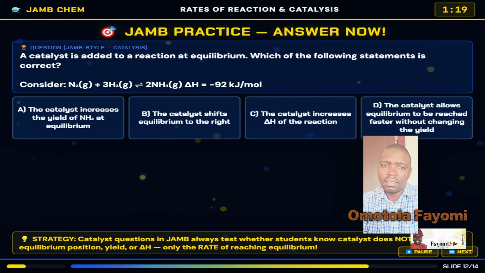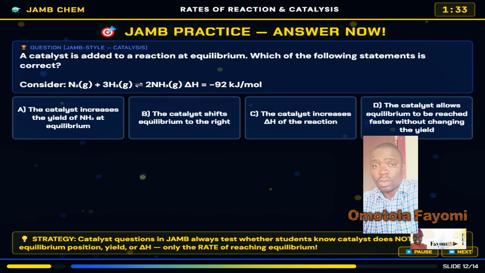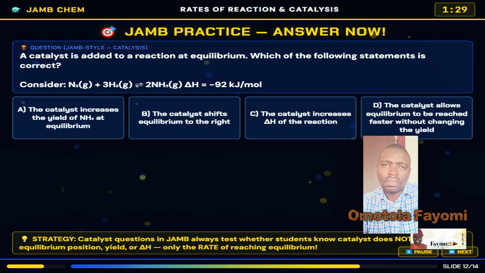The answer is D. The catalyst allows equilibrium to be reached faster without changing the yield. Here is why each option is wrong. Option A, catalyst increases yield of ammonia. Wrong. The amount of ammonia at equilibrium is determined by Kc, the equilibrium constant, which only changes with temperature. Catalyst does not touch Kc.